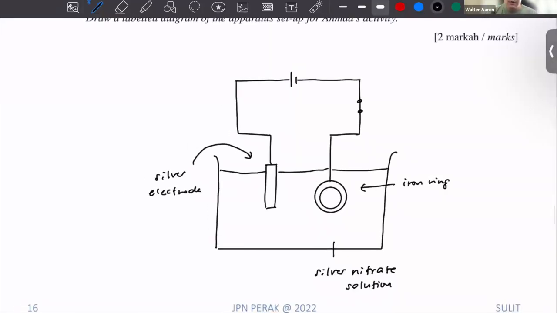So I think that's pretty much about it. Just label all this, easier for you to see. And then once you draw everything correctly, you should be able to score 2 marks in total for this question.